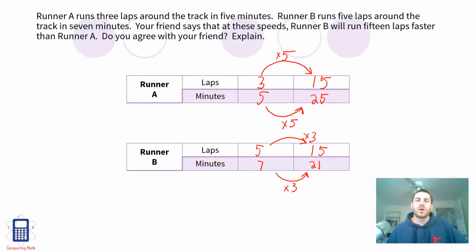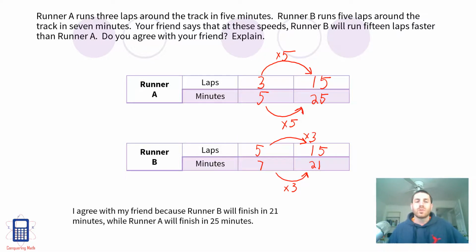Okay, so now we've figured out that runner A takes 25 minutes to run 15 laps, while runner B takes 21 minutes to run 15 laps. So the question was, do you agree with your friend who said that runner B will finish the 15 laps faster? So the answer is yes. I agree with my friend because runner B will finish in 21 minutes, while runner A will finish in 25 minutes. So runner B wins the race.